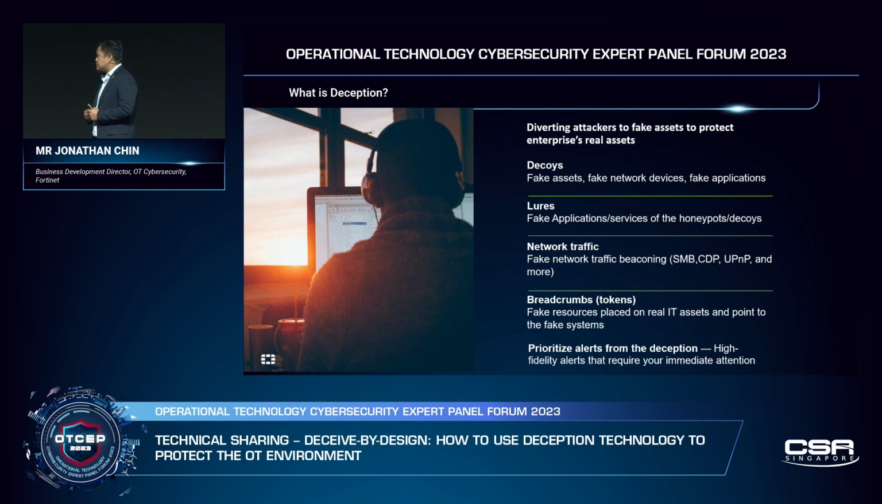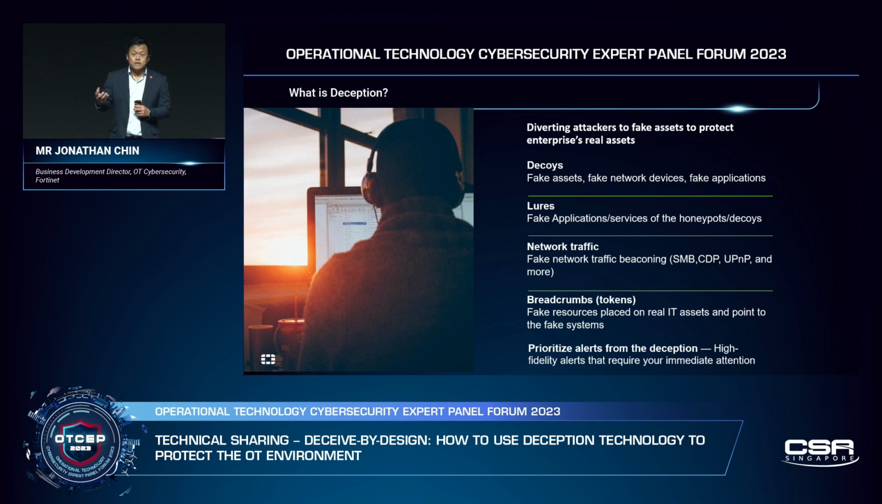In total, there are always 4 elements that form a deception technology. The first one is a decoy system. It could be your fake network devices, fake applications, or even a fake PLC, a fake SCADA network or a fake sensor. Then there are layers: your SCADA systems, your network traffic applications, basically decoys and honeypots.